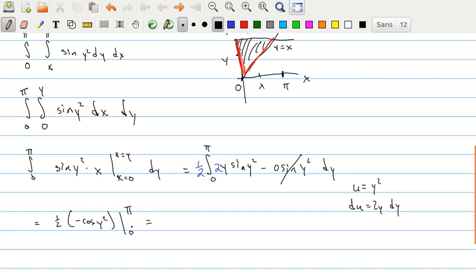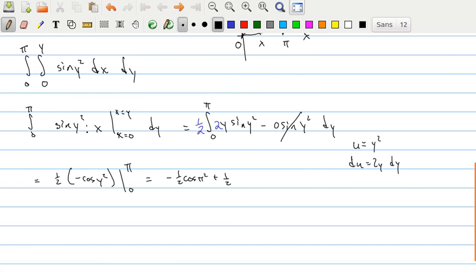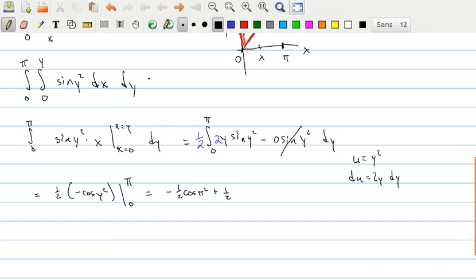And now we're going to plug these in. We plug in our upper limit first, and we get negative 1/2 cosine of pi squared plus 1/2 cosine of 0 is 1. So this gives us our answer for this iterated integral after switching the order. And now, if we have an integral that we can actually evaluate in both orders, they should match. So these two quantities should be equal. Although we couldn't actually do the integral as written, we know that it will be the same value, 1/2 minus 1/2 cosine of pi squared. So that's the gist of iterated integral as a function of two variables.